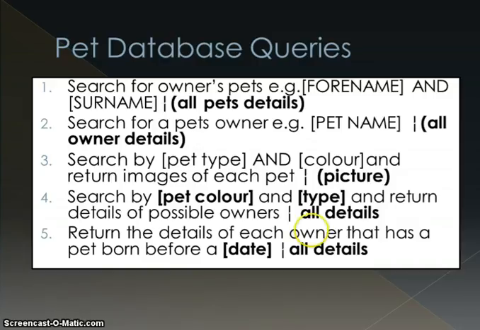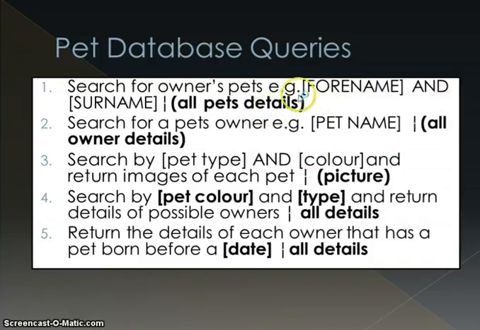An example might be this first query, which you can have a go at, where you're going to search by owner name and return all the pet details that that particular owner owns. To do that, you obviously need to be able to pull data out of two different tables and use that relationship link for that to work.